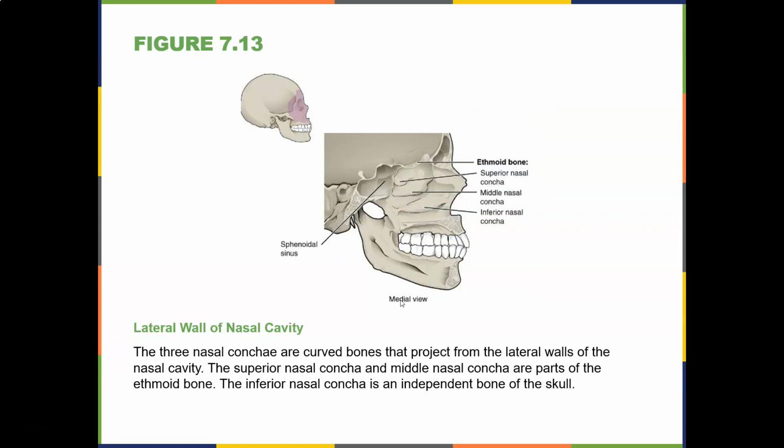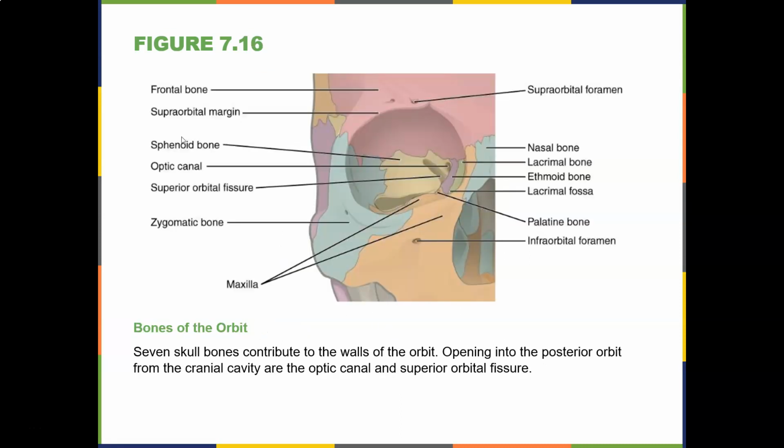Lateral wall of the nasal cavity, superior nasal cavity, middle nasal concha, and I'll give you a study guide as well. Sphenoidal sinus. Here's a zoomed up version of the frontal bone, supraorbital margin, sphenoid bone, optic canal, zygomatic bone, the maxilla, nasal bone, lacrimal bone, ethmoid bone.